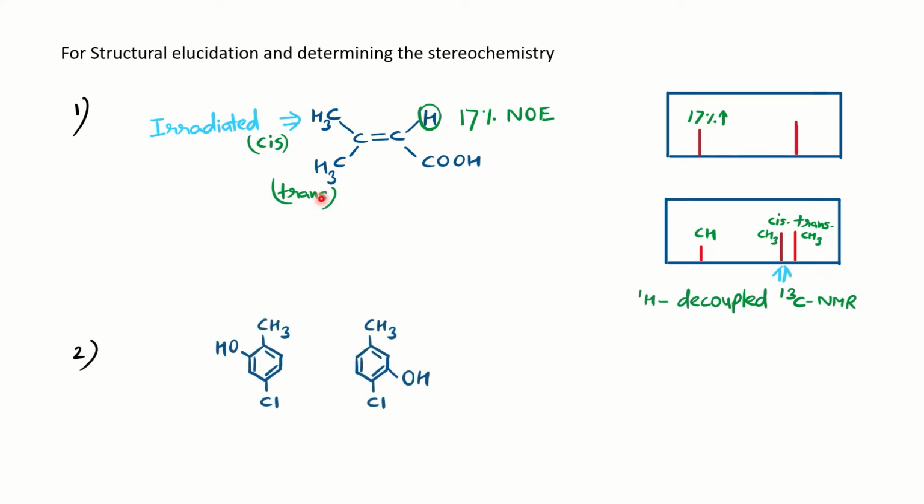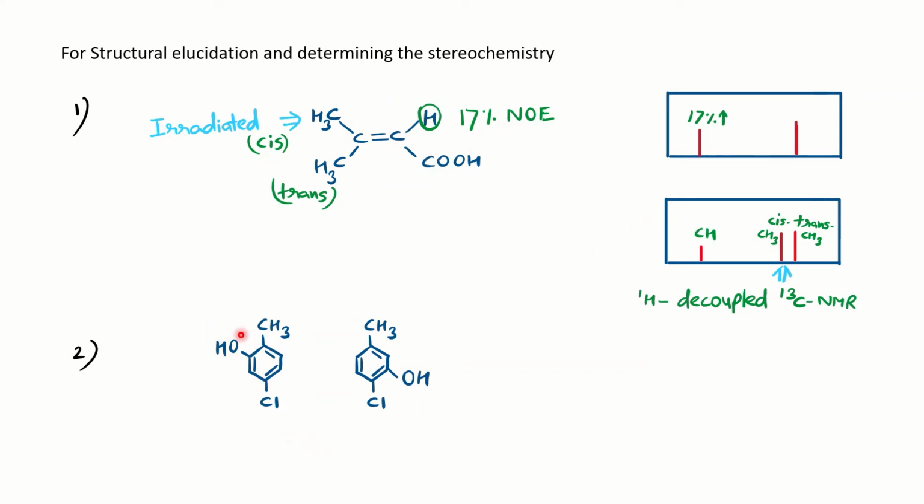To assign the stereochemistry, this is another example where you can notice that the two isomers are very closely related, and if you look at the NMR of these two isomers, it is very close and it is really difficult to identify the two isomers. In that case, we take the help of NOE.